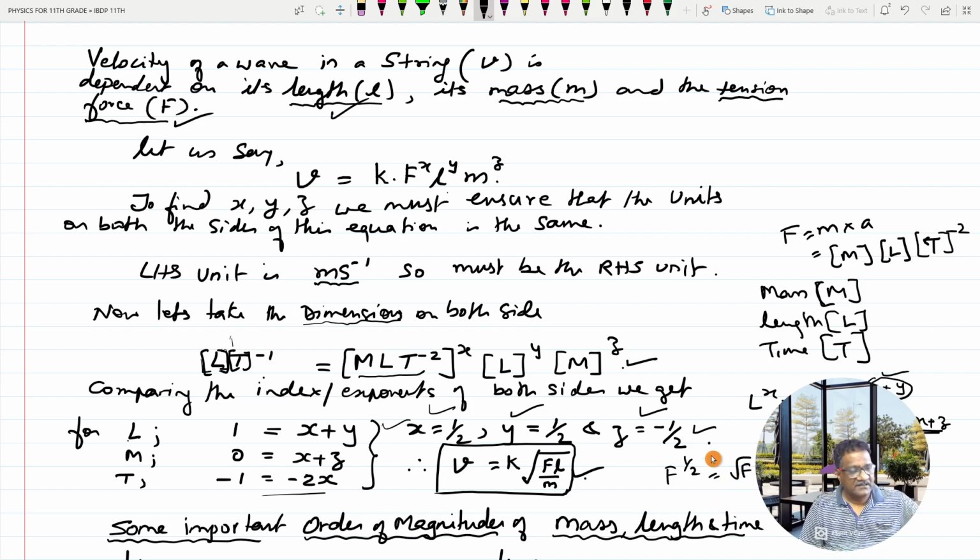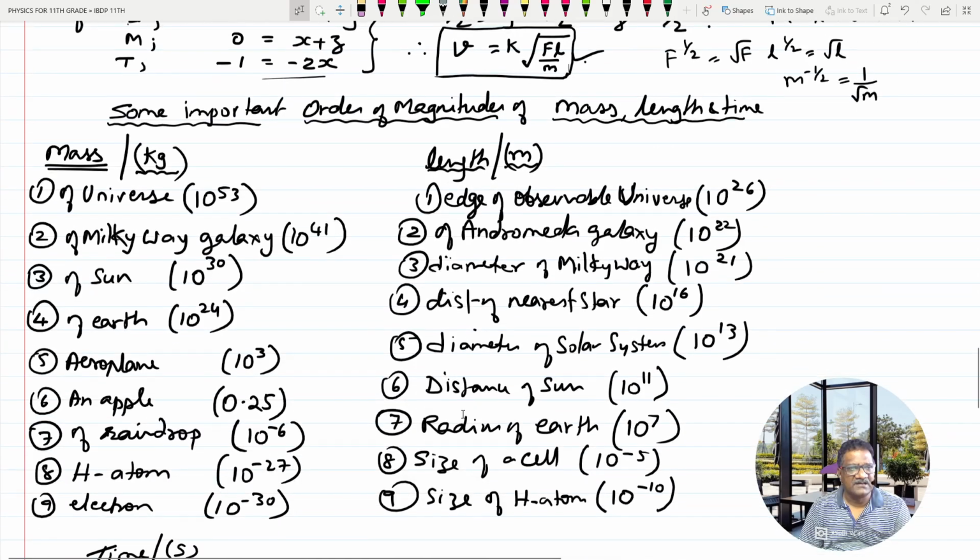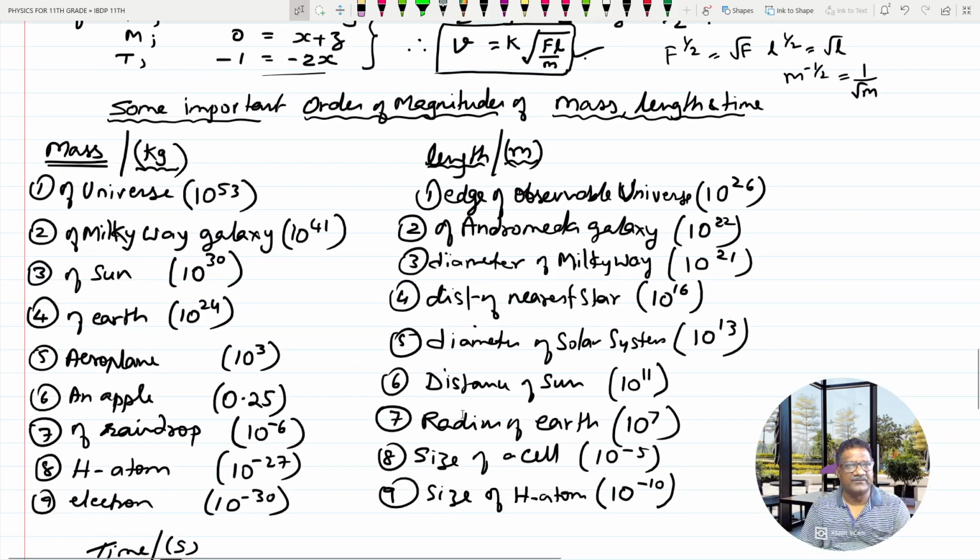So, this is one important thing that you understand in physics. Now, some important orders of magnitude. Some important orders of magnitude of mass, length, and time I have discussed here, so I'll quickly go through it.